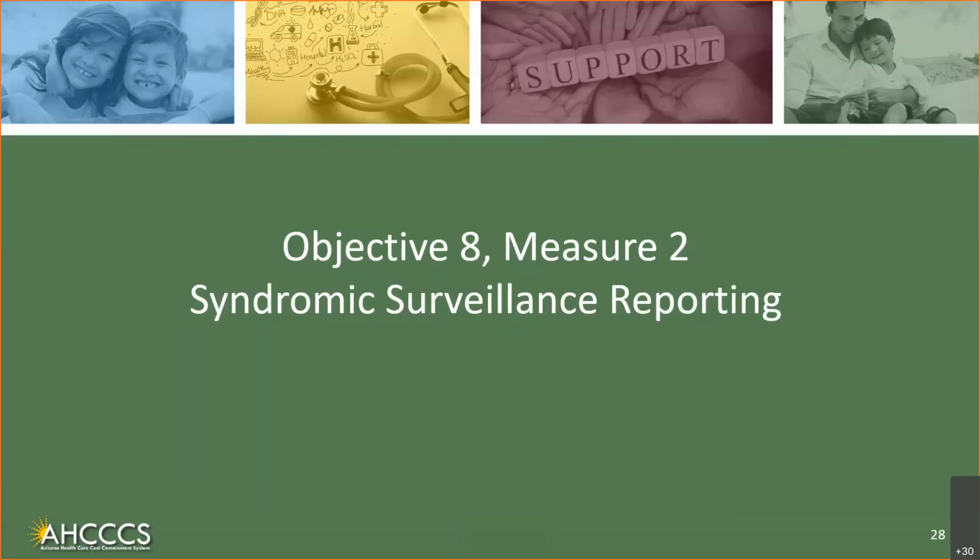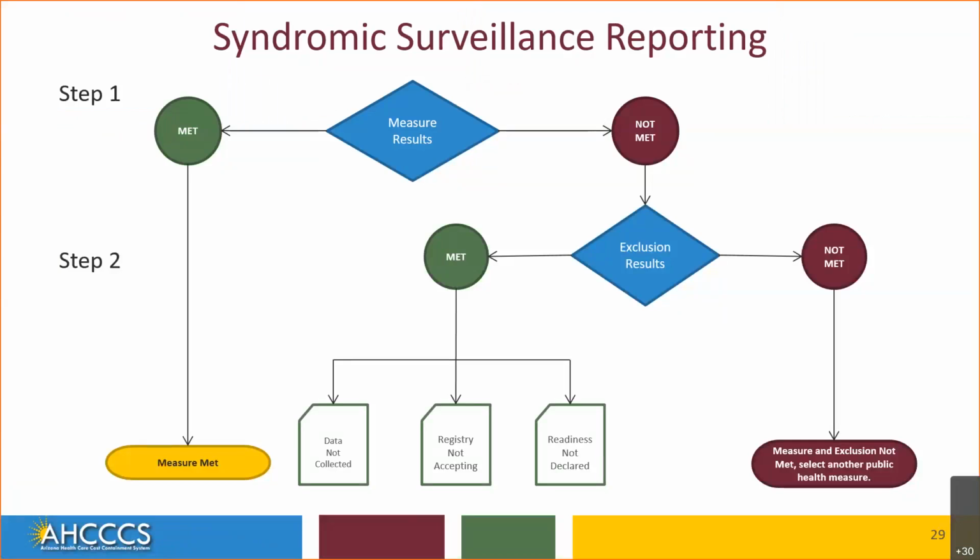Moving on to measure 2, syndromic surveillance reporting. We also have that overview slide again, so you can walk through the steps to see where the EP that you're attesting for falls. We're going to go through the exclusion route, so say that the measure was not met, so they can't submit data to syndromic surveillance. Then you go down to exclusion results, and you go to the left, and it shows met because there are 3 different exclusions. As mentioned previously, the EPs in the state of Arizona can claim the exclusions for syndromic surveillance because EPs are not able to submit data to that registry.